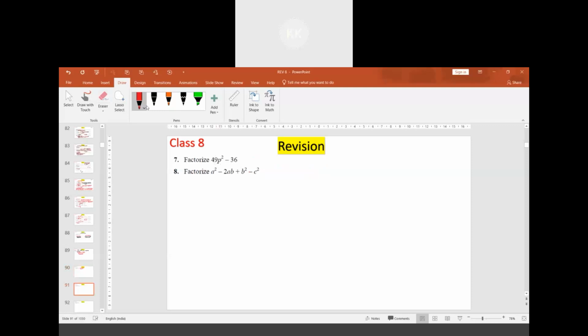7p plus 6, 7p minus 6. Here, not grouping. Taking the terms together, it is a minus b whole square minus c square. So we get a minus b plus c into a minus b minus c.